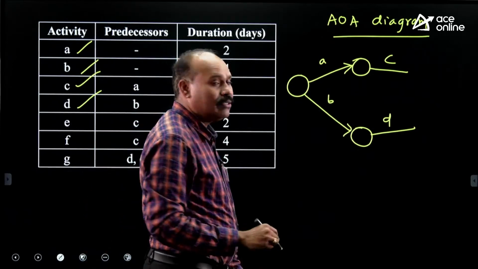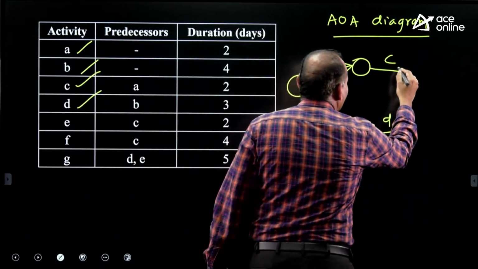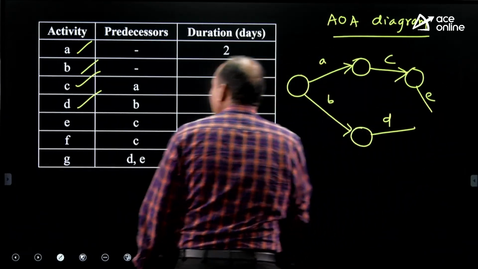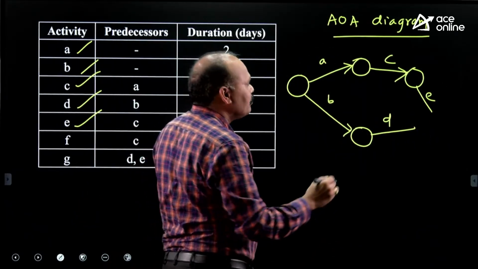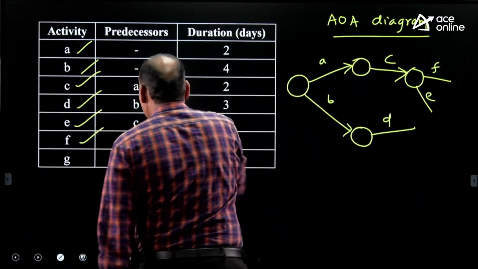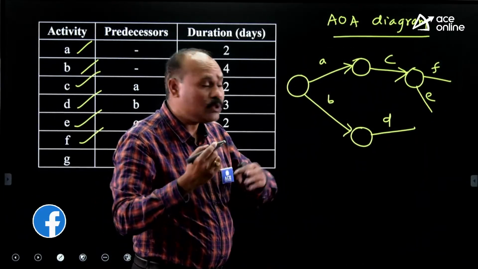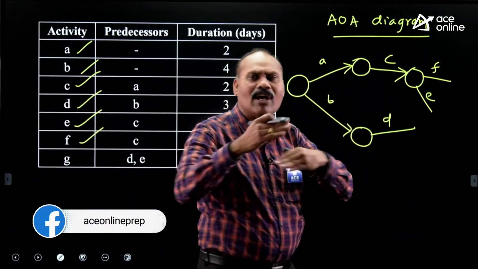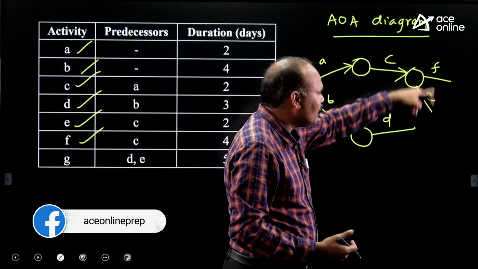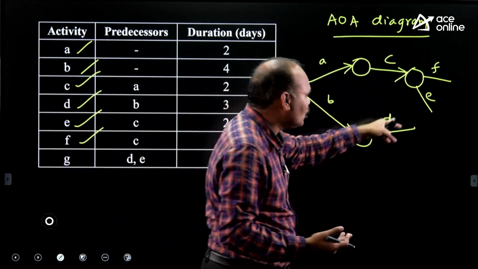E after C. After C, E can start. Like now you can conclude C, then take E. F after C. G after D, E. Suppose if you keep F and E here, just swap the letters. But right now E is below, F is above. No crossing is required. Directly I can join D, E.